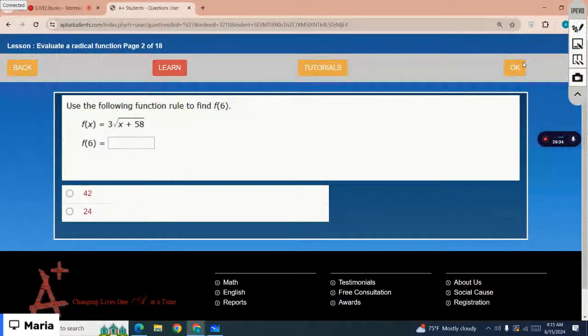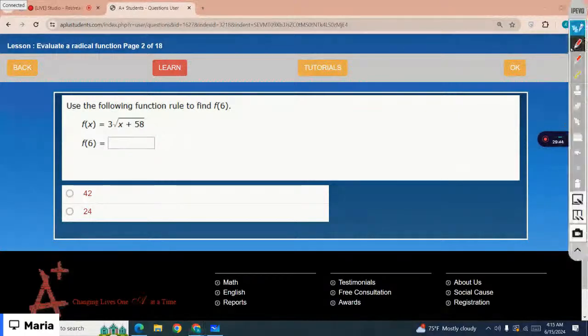Okay, use the following function rule to find f of 6. So you have to calculate f of 6, right? Replace all the x variable values with the 6. That is f of 6 equals 3 square root 6 plus 58.